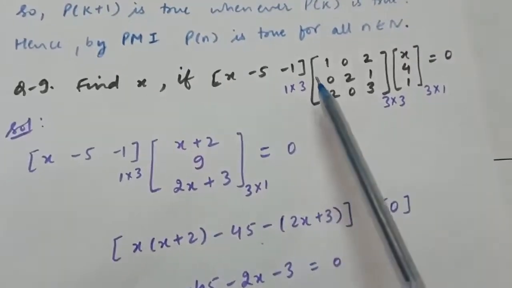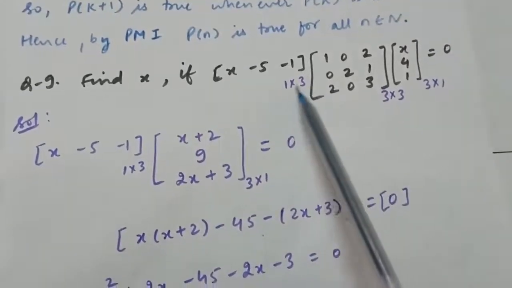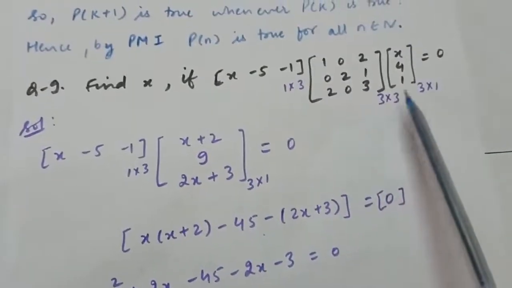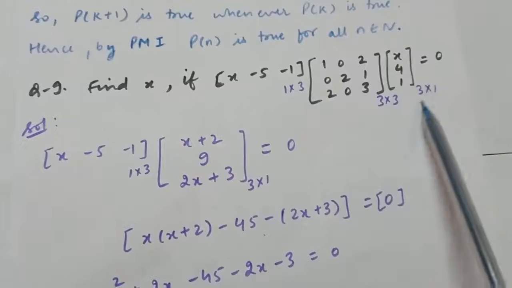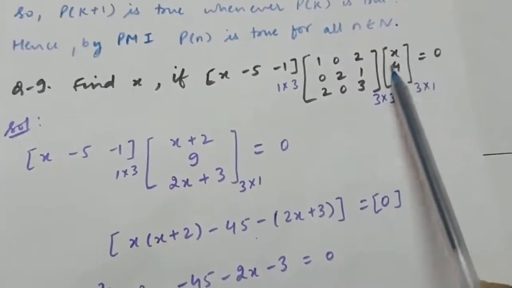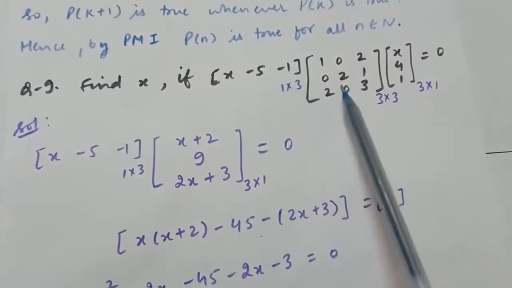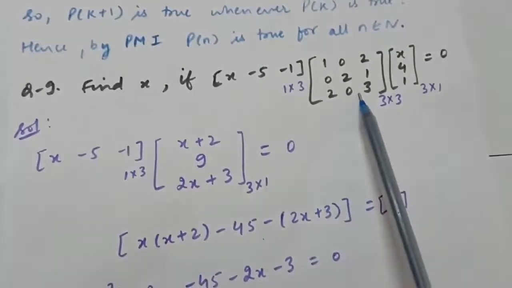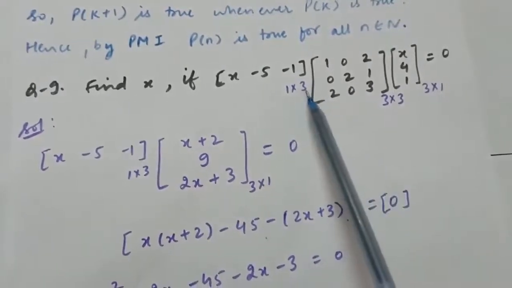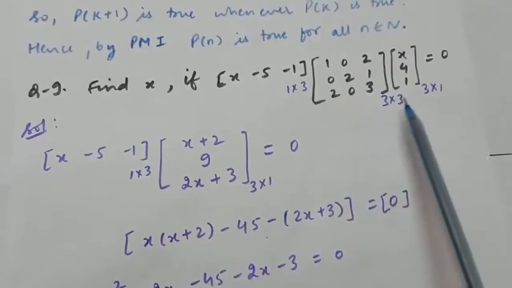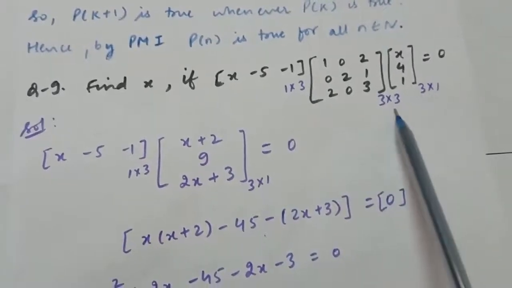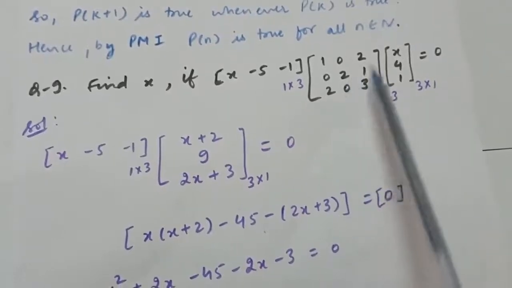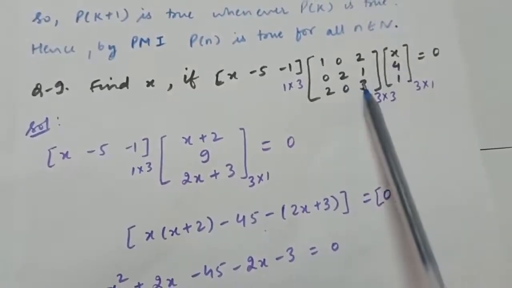So first of all, the order of this will be 1 into 3. Order of this matrix will be 3 into 3, and order of this matrix will be 3 into 1. Since these are 3 matrices, you have to check which 2 matrices can be multiplied with each other. As you can see, this multiplication is also defined and this multiplication is also defined. So we can multiply any 2 matrices. I am multiplying these 2 matrices first.